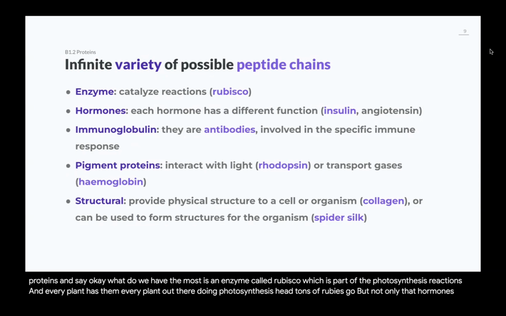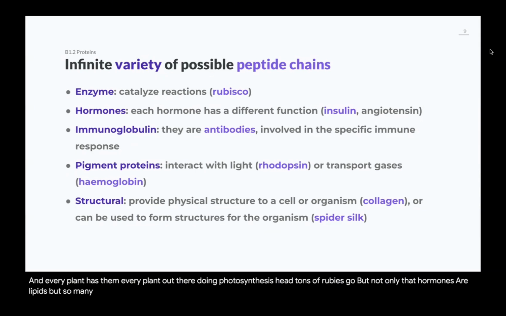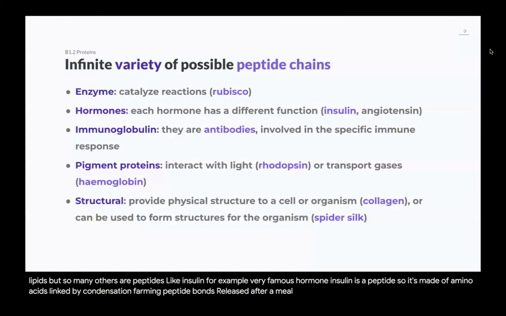Some hormones are lipids, but so many others are peptides. Like insulin, for example, a very famous hormone. Insulin is a peptide, so it's made of amino acids linked by condensation forming peptide bonds, and it is released after a meal to let glucose into the muscle cells, into the adipose cells.